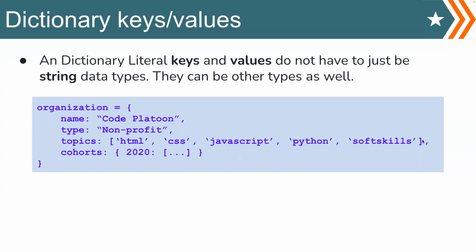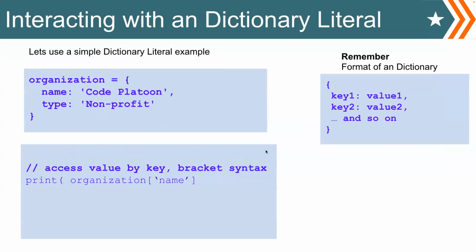So we see the topics that it teaches. We see that it has a list. And then we see the cohorts. We have a dictionary in 2020, and then it looks like this dictionary would have years with a list of the different cohorts that were taught in that year. Okay, so interacting with a dictionary literal.